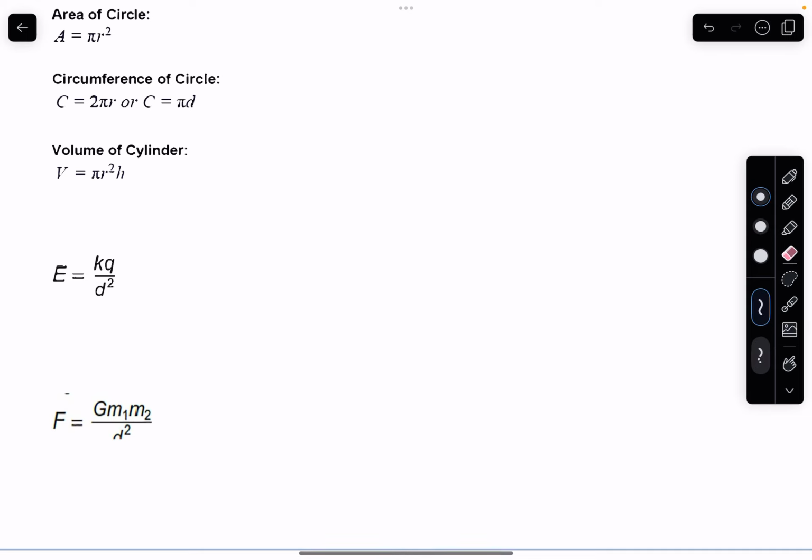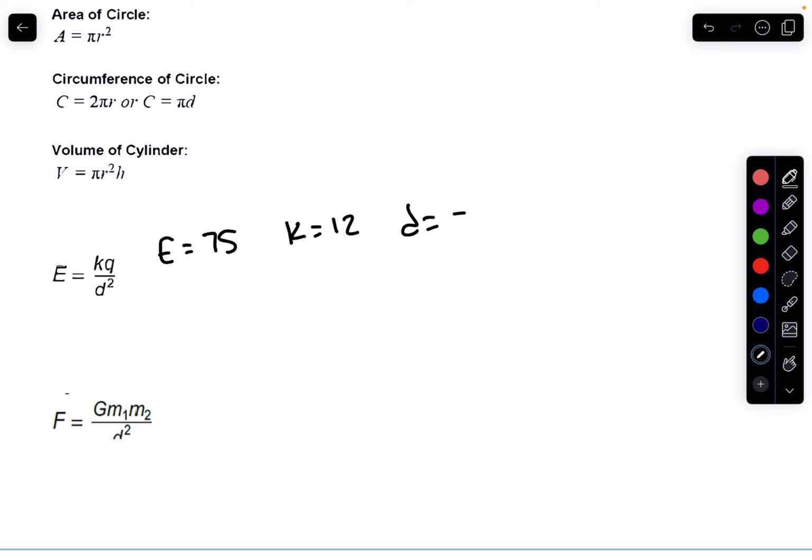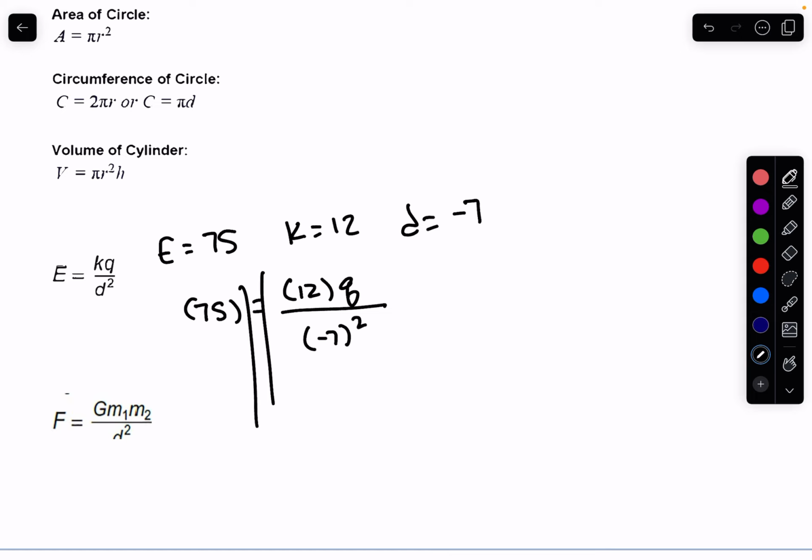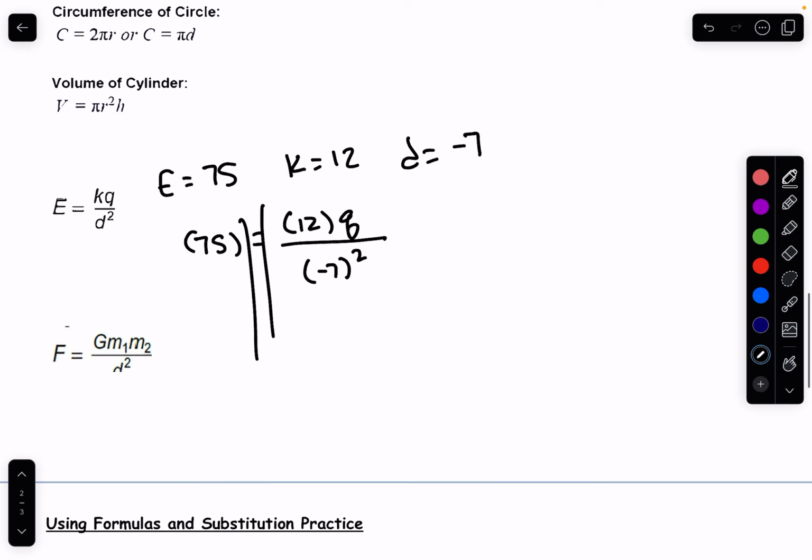If I know that E equals 75 and K equals 12 and D equals -7, then 75 is going to equal 12 times Q. I don't need to put Q in parentheses. It's not a value. Then (-7) squared. I do railroad tracks and I get Q by itself, right? So all the formulas, you're going to go through the same process. Just make sure when you substitute, you put them in parentheses so that when you type it in the calculator, it matches and it does things in the right order.